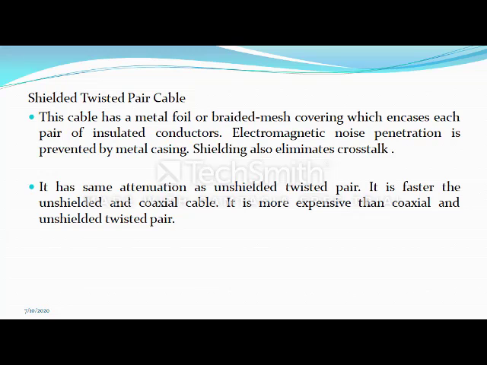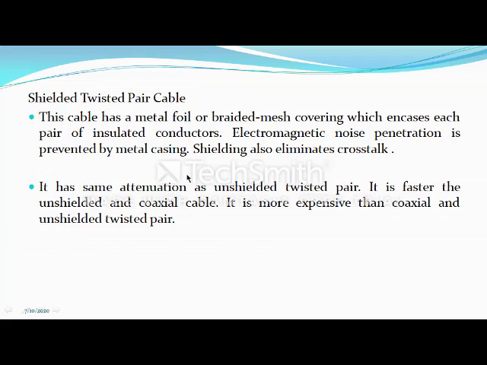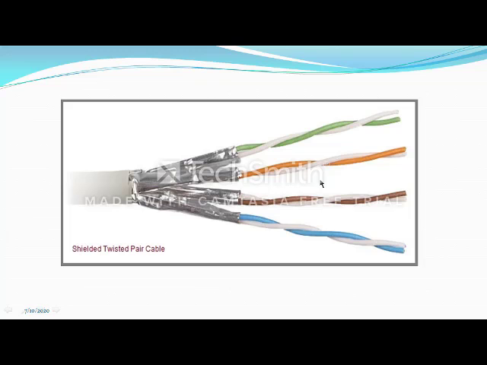So whenever there are advantages, there will be some disadvantages. That is nothing but here it is more expensive than the coaxial and unshielded twisted pair. Here see, this is the foil. Without this you have unshielded. Because of this we have the advantage of noise elimination and crosstalk elimination.